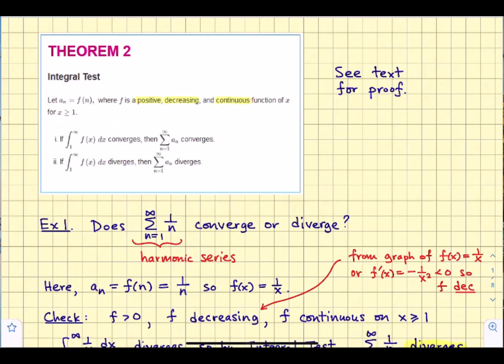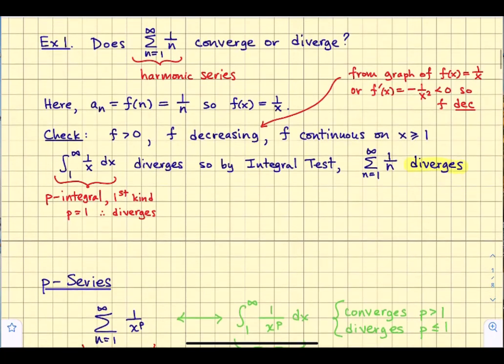And then the integral test says the following. If the integral from 1 to infinity of f of x dx converges, then the infinite series, the sum of the a sub n's, converges. If the integral from 1 to infinity of f of x dx diverges, then the infinite series of the a sub n diverges also. So what it says is that the convergence or divergence of this series goes hand in hand with the convergence or divergence of this associated improper integral. So let's look at a concrete example to see how this can be applied.